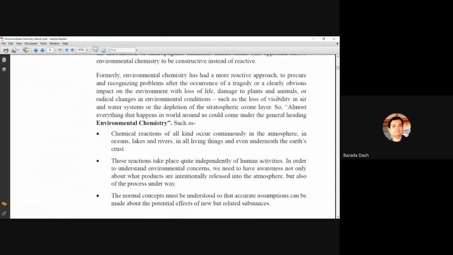So basically, everything that happens in the world around us could come under the general heading of environmental chemistry. So what is environmental chemistry? Anything happening in our environment. We stay in the environment. Over our head is air, we are walking on the soil, and we are drinking water. So water, air, and soil, we are associated with them. So anything happening in this world can be classified as environmental chemistry if some kind of chemical or chemistry is involved in that. Okay.